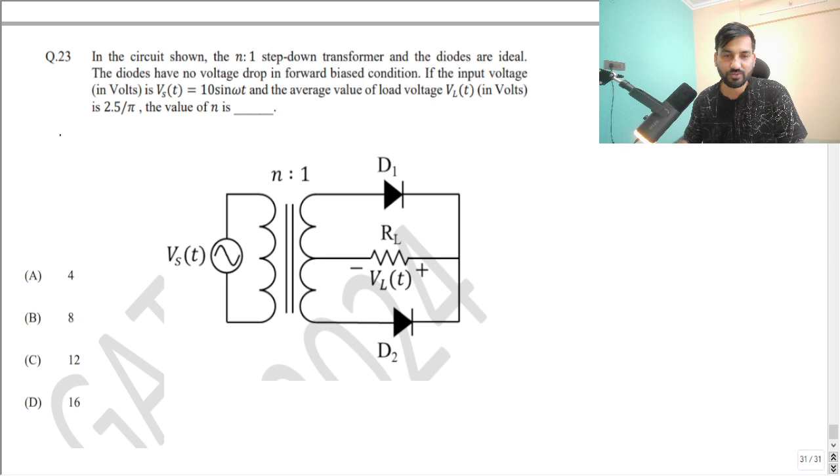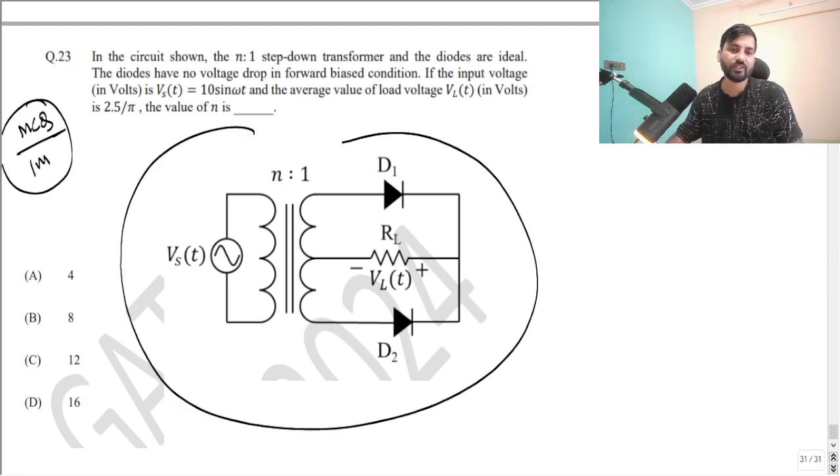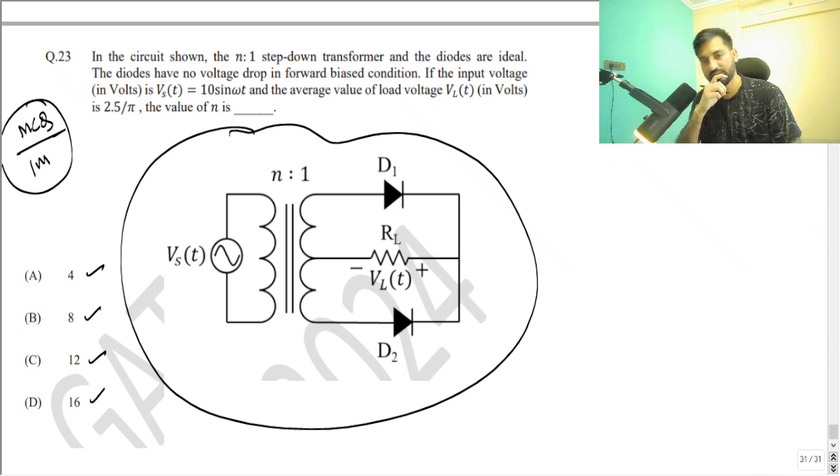How simple this question was, and it was for 1 mark only. Many students get confused with this, how to find the number of turns n. The n value you have to find, and the options are given as 4, 8, 12 and 16.